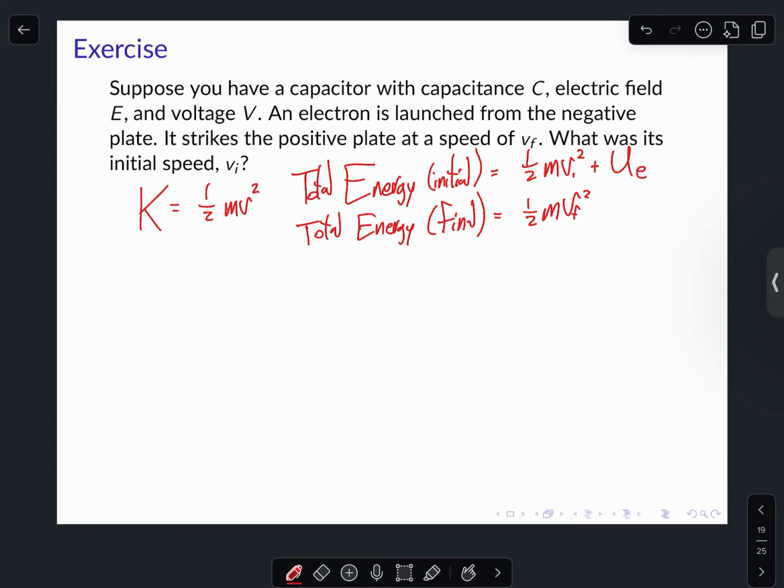I have written my first part down. I think that the electron starts with some motion because I'm told that it has an initial velocity, initial speed. I'm given a final speed, and I'm asked for the initial speed. Hint, it's got motion in both initial and final.